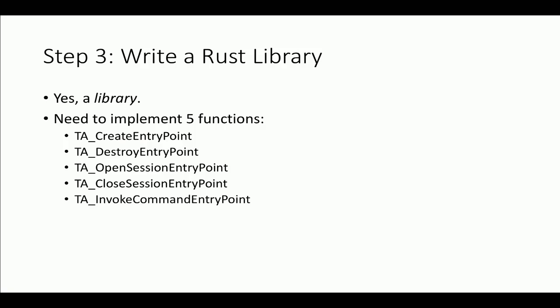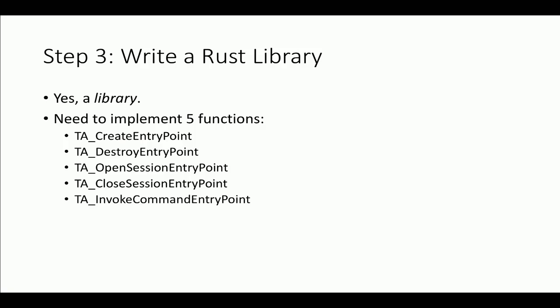So the way to do this is you compile a library, and then you link the whole thing together, and the symbols need the right names, and then it will actually be able to call them. So there's 5 functions that you're required to implement. There's a create entry point, which is when you first invoke this trusted application, that's going to start. There's the destroy entry point. That's going to be when you're done. It's going to clean up.